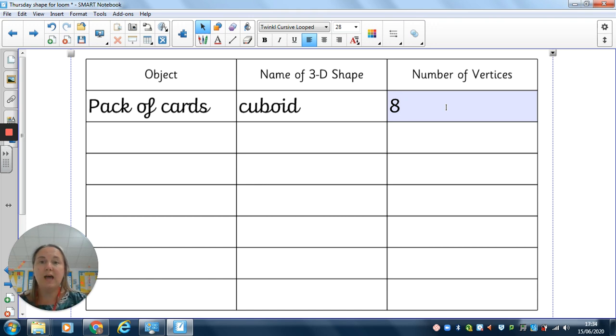Okay, so it's your turn now. Copy down this table and then find your 3D objects and carefully count those vertices and copy them there. And just remember, don't get caught up by the cone, not a vertex.